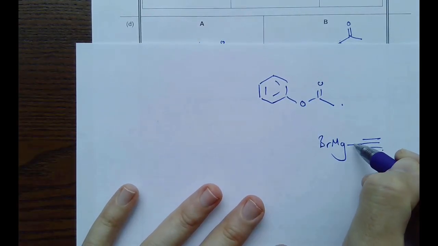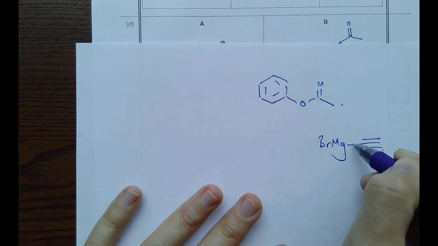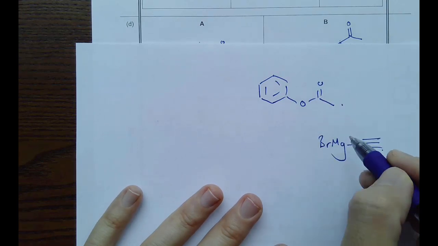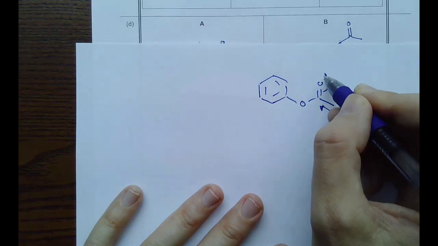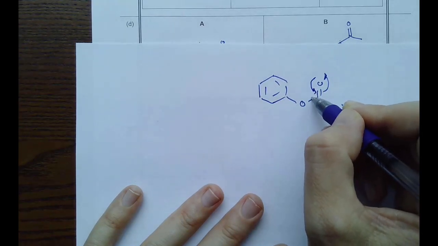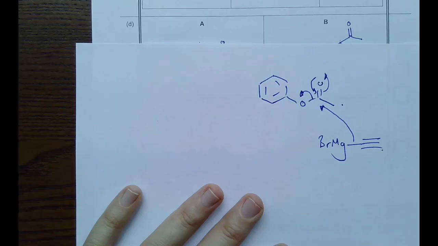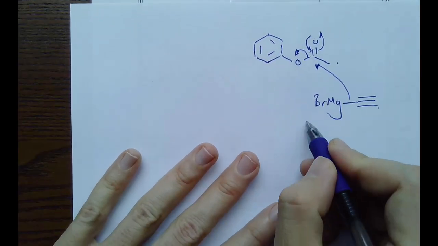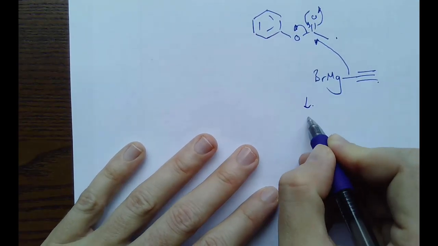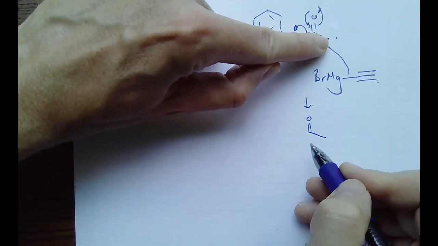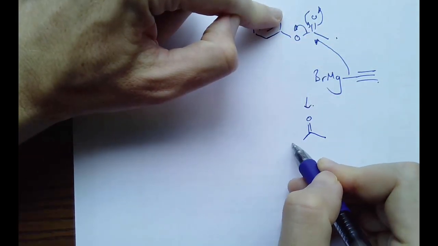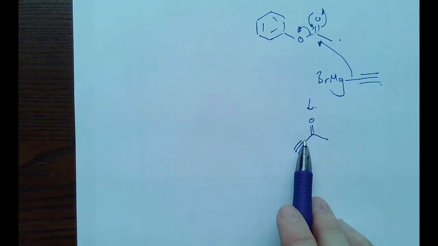You were warned. So what's happening is this carbon here is bonded to this carbon. So it comes in, goes up, down, and then kicks that out. All right. So what do I end up with? I've still got my carbonyl. I've got my carbon here, and now I've attached this to it. Okay. So my ester has become a ketone.